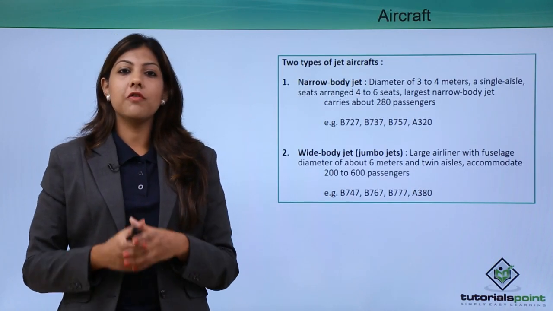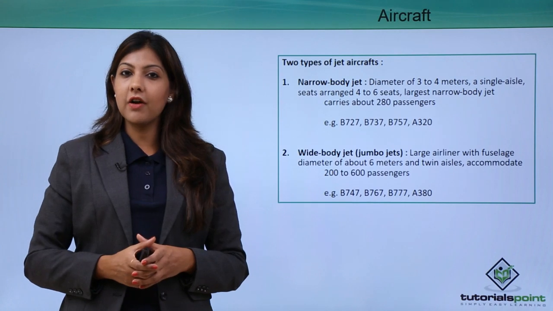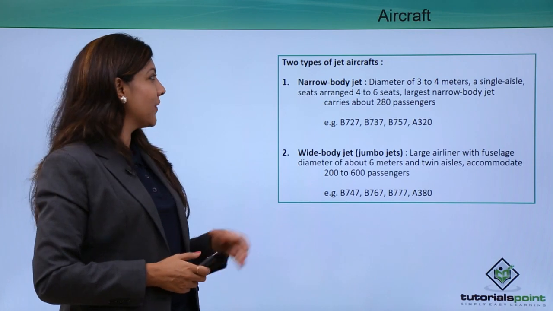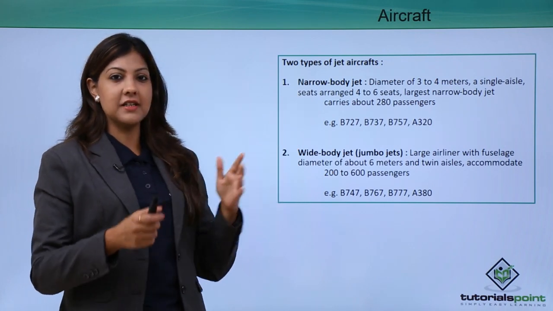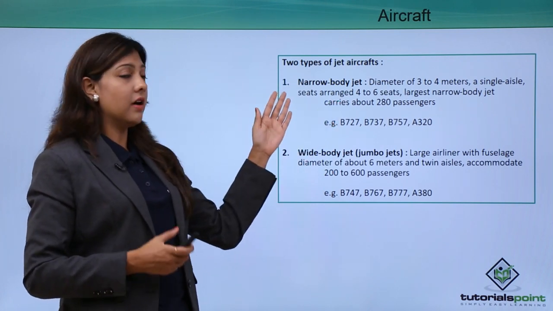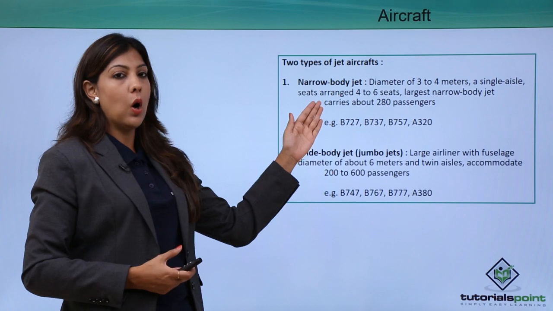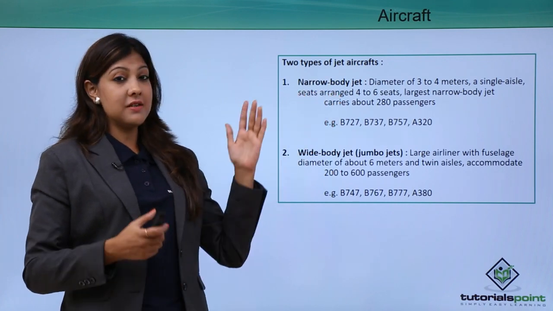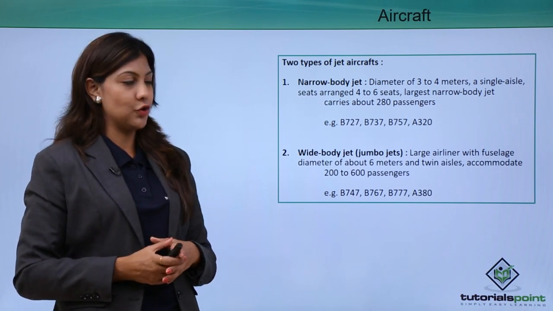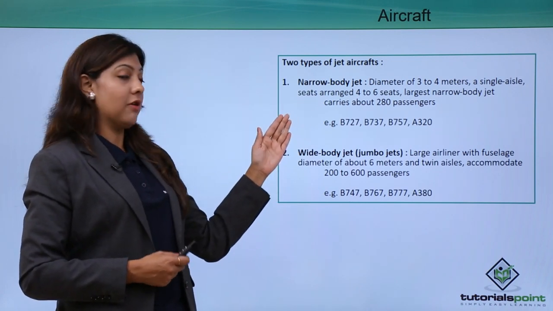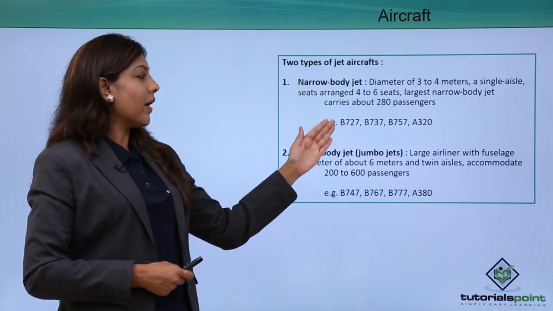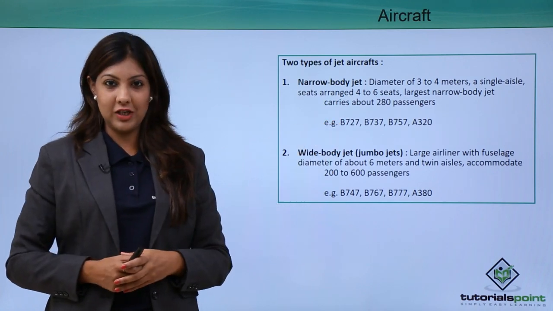Well friends, aircraft are of two types. One is a narrow body aircraft and one is a wide body aircraft. Now let's understand the difference between these two. A narrow body jet aircraft has a diameter of 3 to 4 meters only. It has a single aisle and the seating arrangement is done in such a way that there are 4 or 6 seats. The largest narrow body aircraft can carry a maximum of 280 passengers. Some examples of a narrow body jet are Boeing 727, Boeing 737, Boeing 757 and Airbus A320.